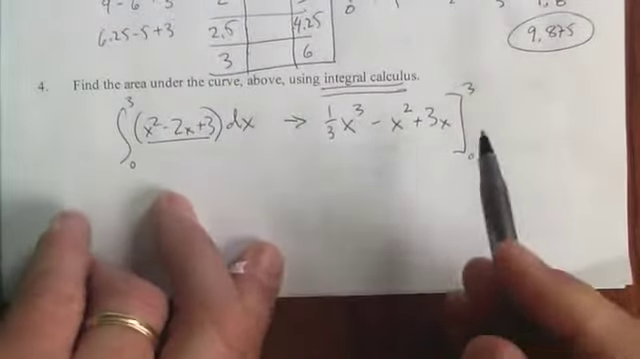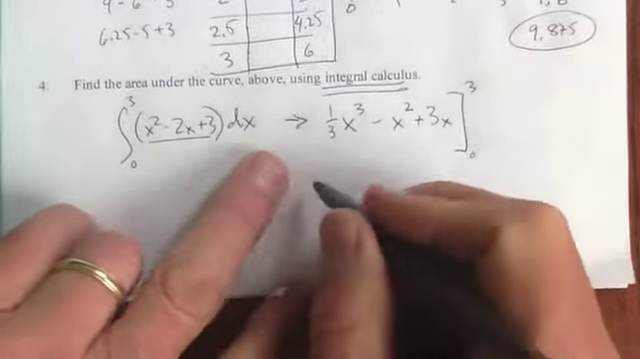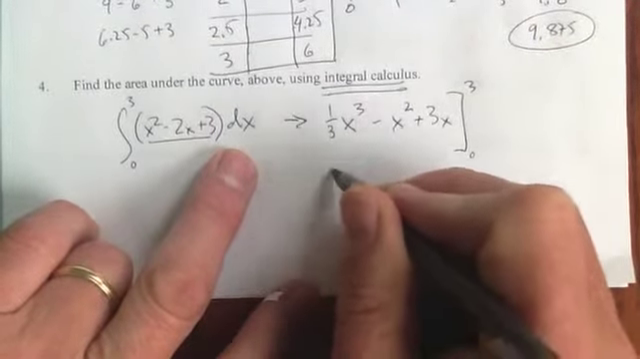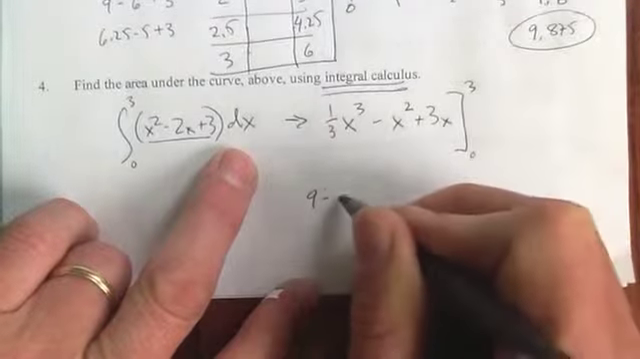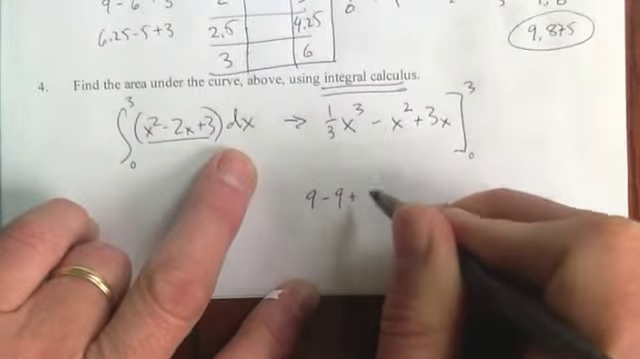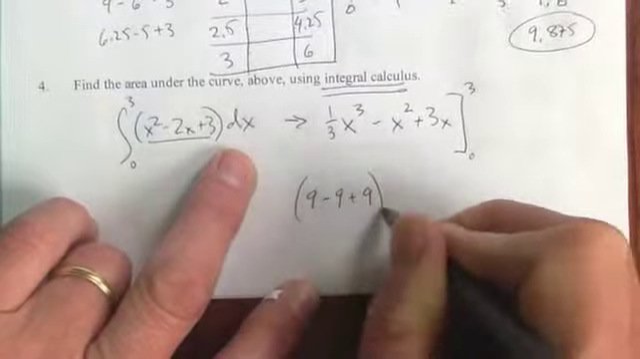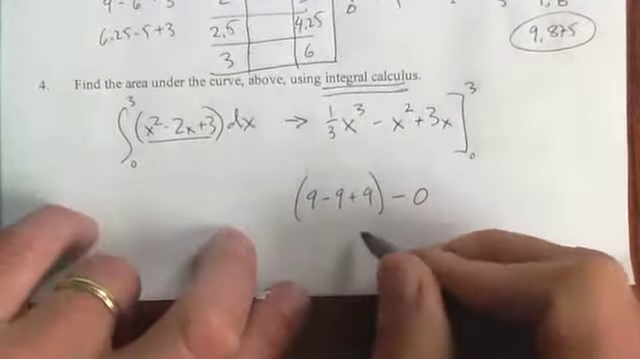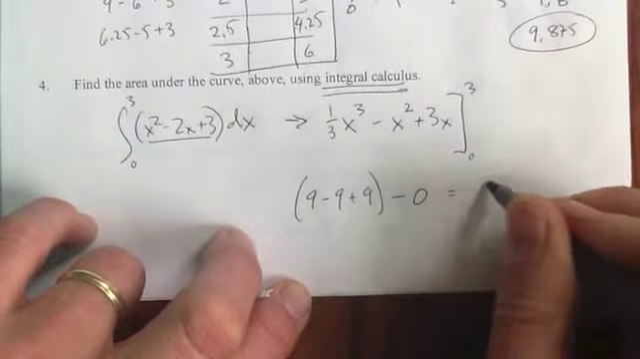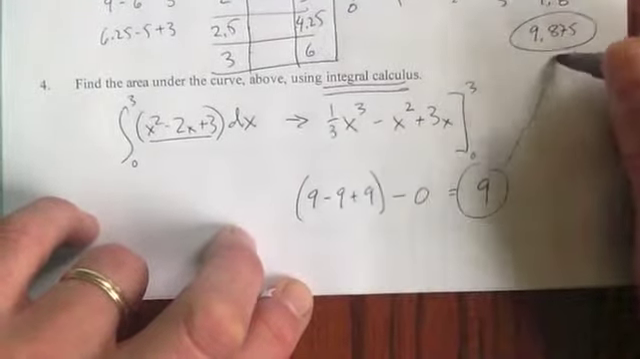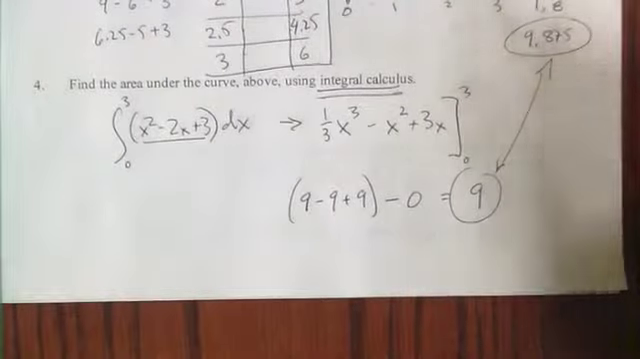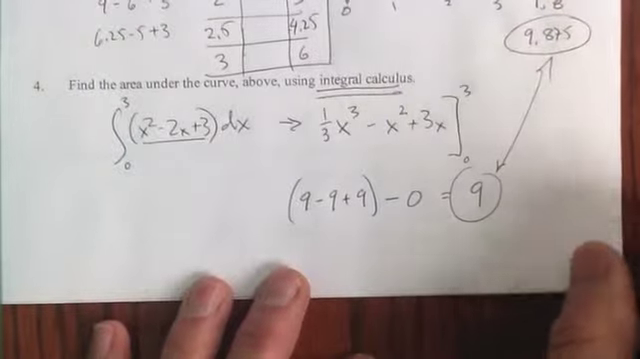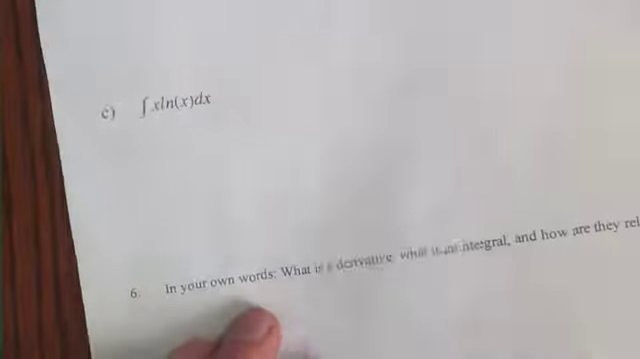All right, so now I plug in 3. 3 to the third is 27. 27 divided by 3 is 9. So that becomes 9 minus 3 squared is 9 plus 3 times 3 is 9. That's one part. And then minus, when I plug in 0, gives me 0. So those cancel, gives me exactly 9. Okay, so you can see I'm pretty close. Looks like I've overcounted, but that would make sense if I'm adding up all these extra bits and there's only a little bit missing there. Makes total sense. All right.